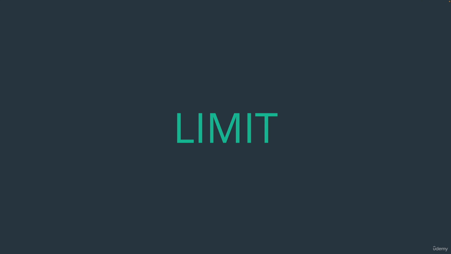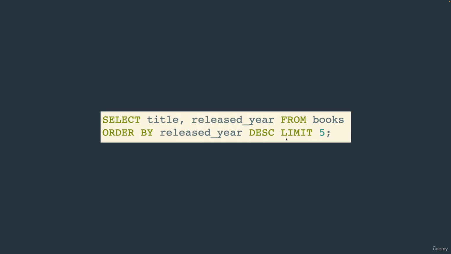Next up, we're talking about limit. Limit allows us to control the number of results we get back. Now, a lot of the time this may not be that useful unless we're also sorting, but I'll show both of them together. On its own, limit followed by a number will limit the number of results we get back.